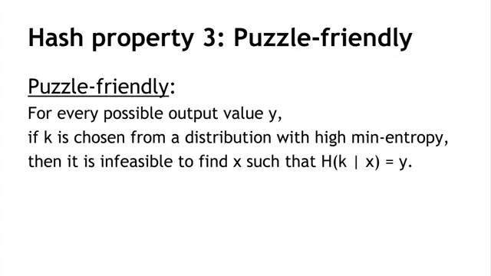So what this means is basically that if someone wants to target the hash function, if they want it to come out to some particular output value y, that if part of the input is chosen in a suitably randomized way, it's very difficult to find another value that hits exactly that target.